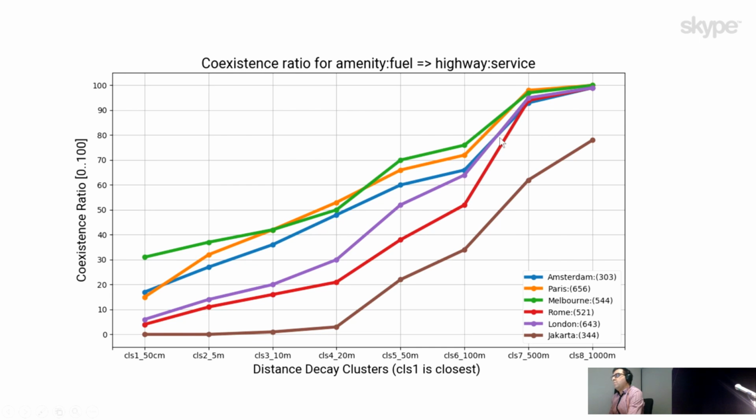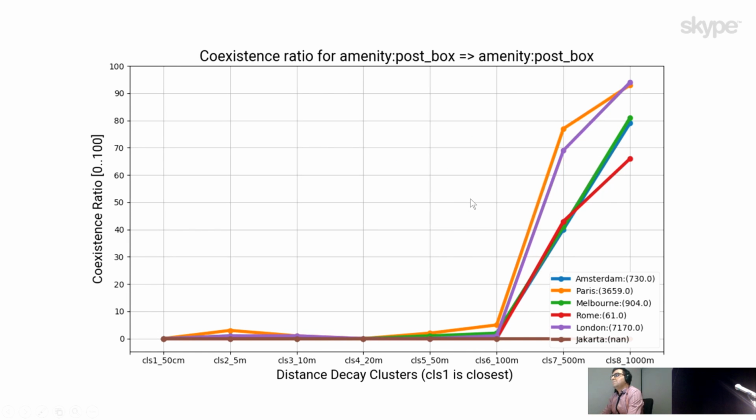But when we go up, you can see that even within 500 meters, in most of the cities, almost 50% of the gas stations are close to highway service. Another example is a post box with a post box. It is an interesting example. It shows that if one post box exists, do we have another post box close by? It's like checking the duplicates.